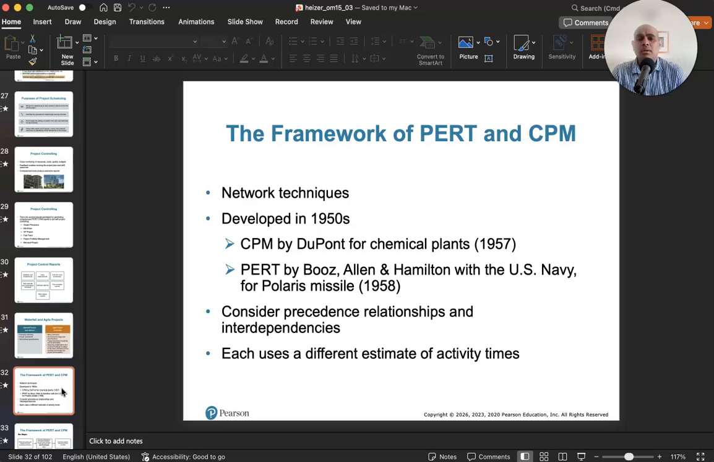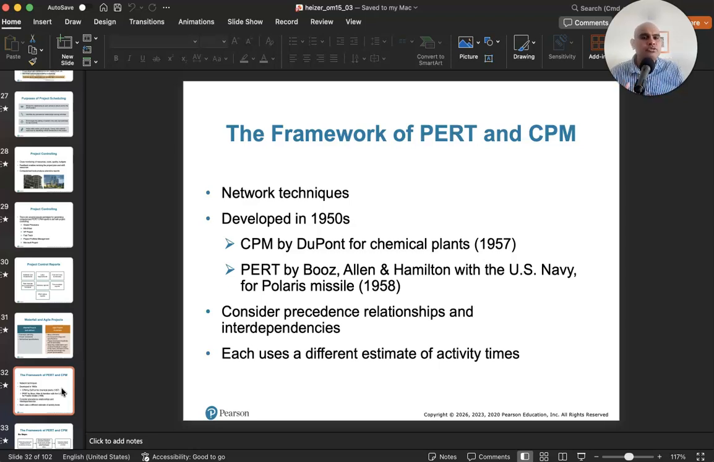While BAH developed PERT for the US Navy. Now, the two types of projects that we saw were agile projects and waterfall projects, right? So in a sense, CPM and PERT are kind of useful for each of these different types of projects.